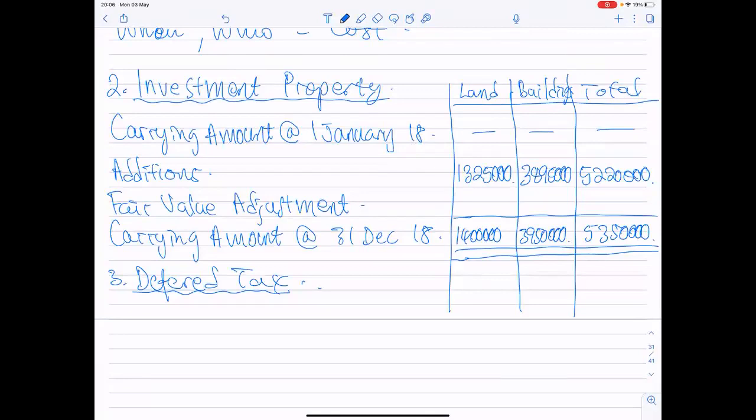minus 5,220, getting a difference of 130. So the 130 is your fair value adjustment. So it will be 1.4 minus 1,325 for the land, you get 75,000. And the building is going to be 3,950 minus 3,895, 55,000 plus 75, we get 130. So it's all fine.